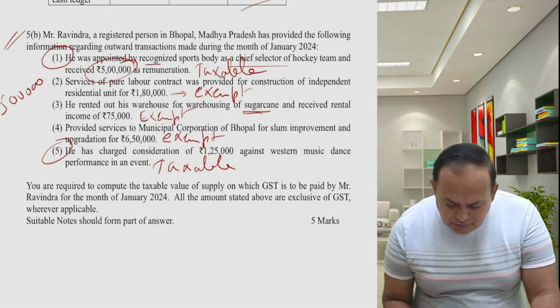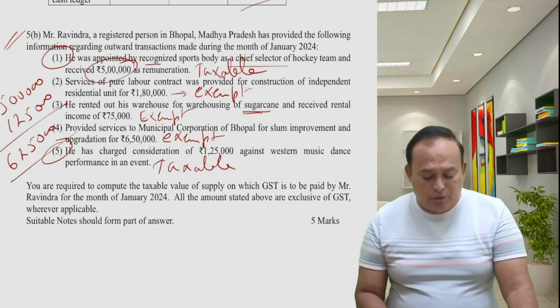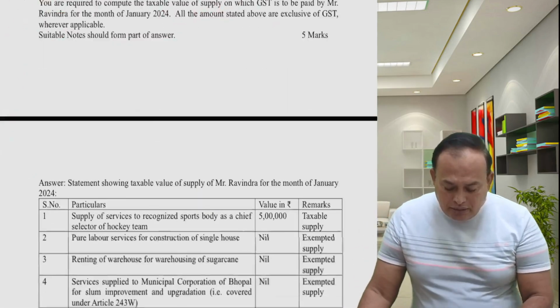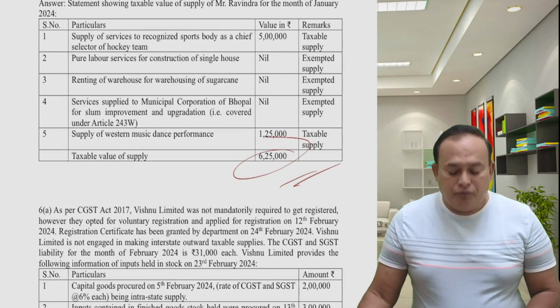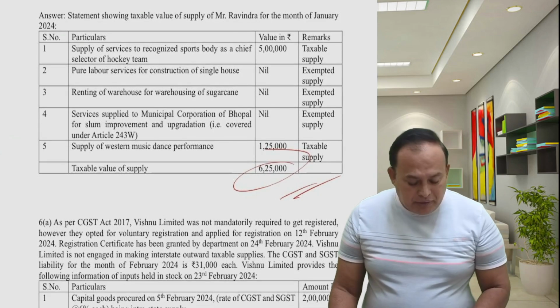Thereafter, 1,25,000 taxable. Totally, 6,25,000 is the taxable supply in the given case in the hands of Ravindra. So the answer is given here: 6 lakhs 25 thousand rupees is taxable, for your kind consideration. Thereafter, referring further.